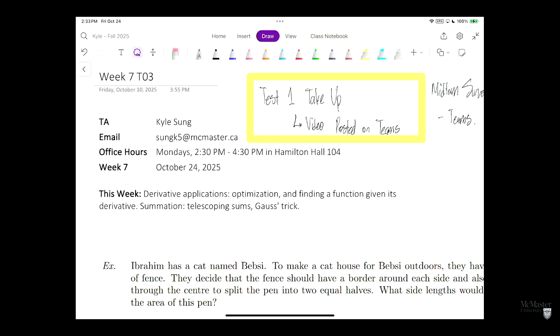Alrighty, so this week we're going to cover derivative applications. In particular, optimization, finding a function given its derivative, and we're going to look at summation, telescoping series, and Gauss's trick. Now in the last tutorial, we didn't get a chance to finish all of that, so we might move some summation stuff to next week.